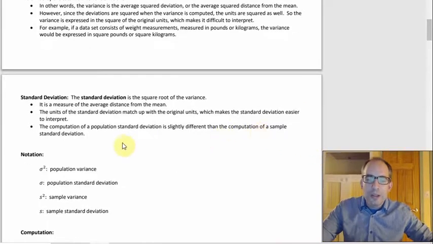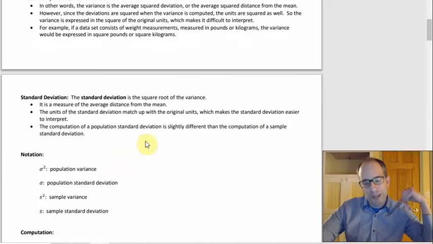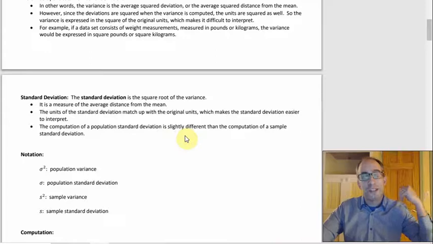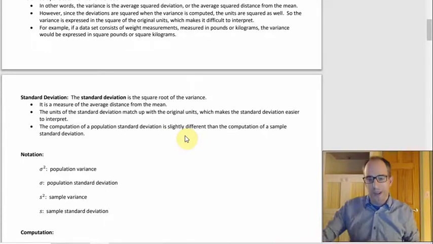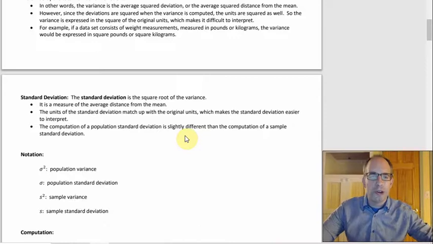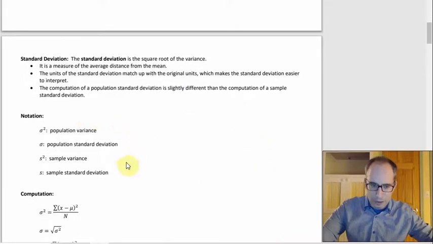Then the way that you would compute the population standard deviation is a little bit different. So this slight difference, it's very slight, but it's important, and we'll see it in a second. It's going to look weird, so I tried to throw a justification in there for why it happens, because it's not the intuitive thing to do, and you'll see why. So here's the notation, first of all.